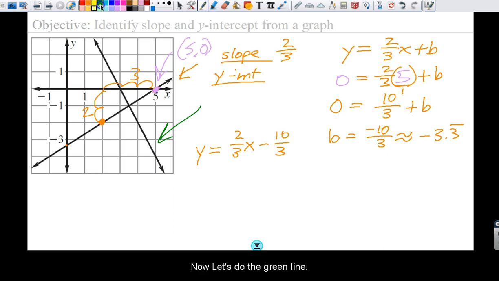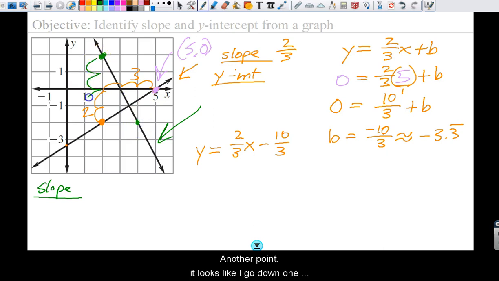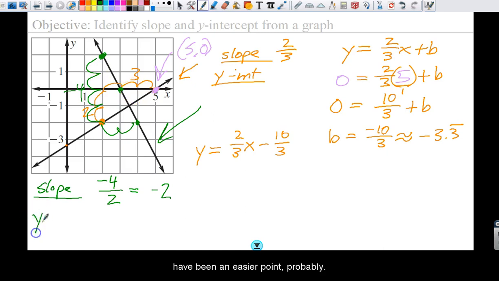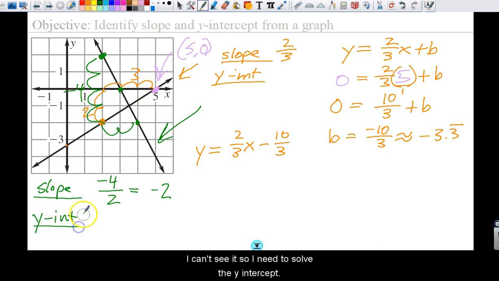Now let's do the green line. So the green line, what's the slope? Looks like it's negative. Let's count from here to another point. It looks like I go down 1, 2, 3, 4. That's -4 down. That's my rise. And I run 2. Okay, so I have a slope of -2. And you could have picked this point as well, and that would have been an easier point probably to find the slope. Y-intercept, I can't see it, so I need to solve for the y-intercept.